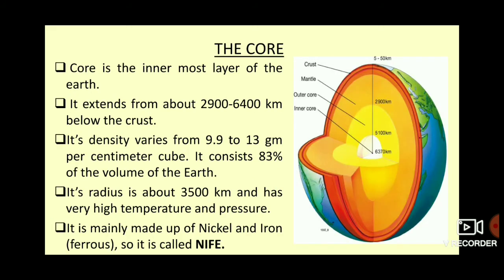Next is the core. The core is the innermost layer of the earth. The average radius of the core is about 3,500 km. The temperature of this layer varies between 2,200 degrees Celsius and 5,000 degrees Celsius. The average density ranges between 9.9 gram and 13 gram per cubic. It is made up of heavy metals such as nickel and iron. Therefore, it is also called NiFe. Ni stands for nickel and Fe stands for iron.